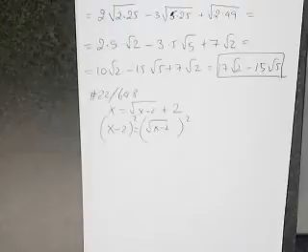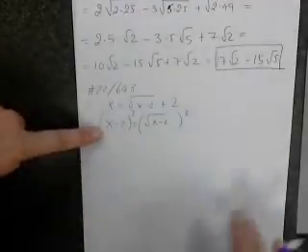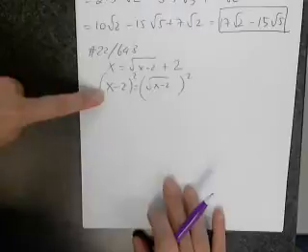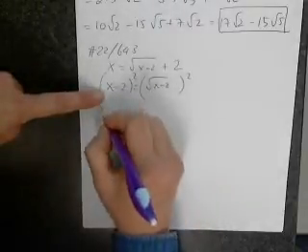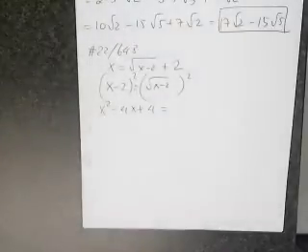I have to be very careful with the left-hand side. When I square a binomial, I could never forget what? That when I square a binomial, I get how many terms? 3 terms. What are those terms here? X squared minus 4x plus 4. Very good. The right-hand side. X minus 2. Very good.